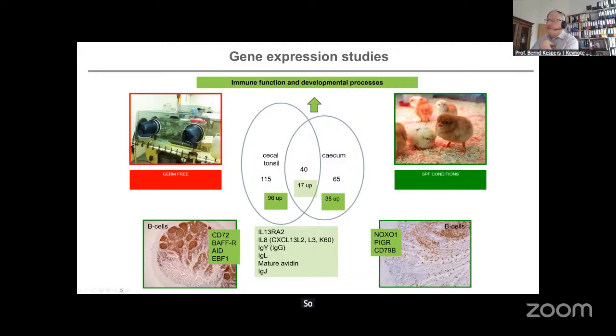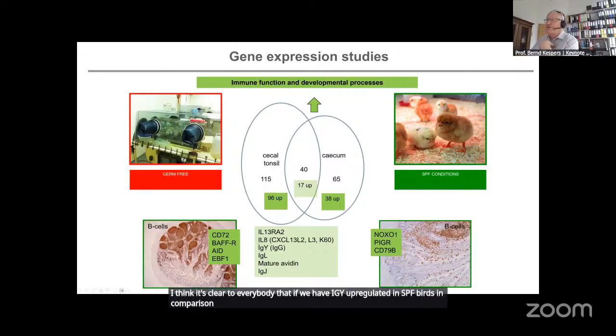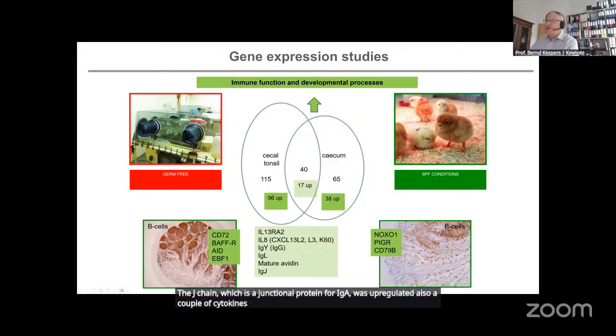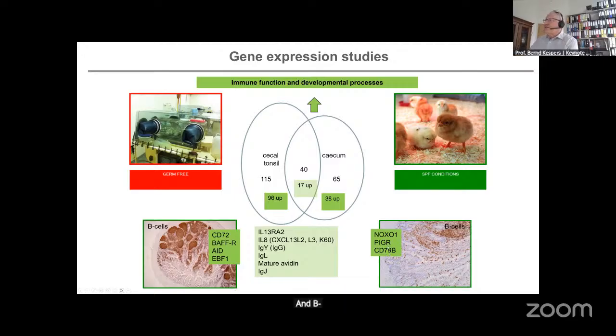So I think it's clear to everybody that if we have IgY upregulated in SPF birds in comparison to these birds, this is related to B lymphocytes. The light chain of the immunoglobulin was different. The J chain, which is a junctional protein for IgA, was upregulated. Also, a couple of cytokines, which are really critical in development of B lymphocytes. And B cell markers. So it all pointed to some impact of the microbial colonization in B cell development in the gut.